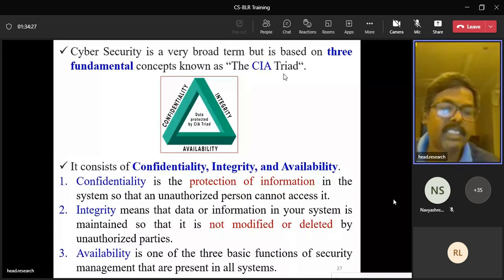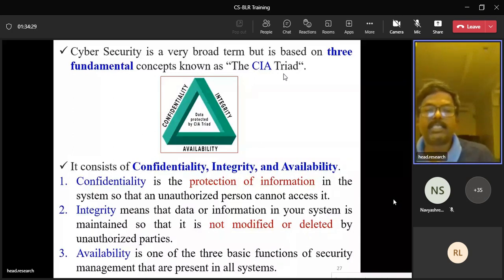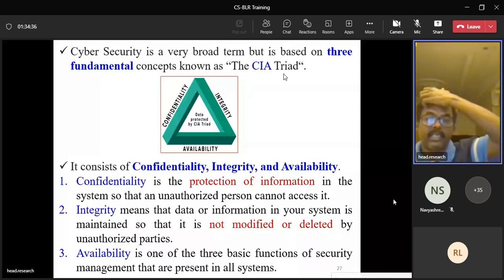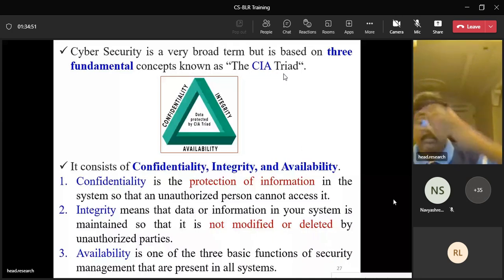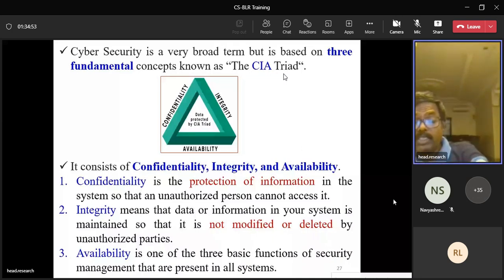Integrity means that data or information in your system is maintained so that it is not modified or deleted by unauthorized parties. Availability is one of the three basic functions of security management that are present in all systems. That is called confidentiality, integrity, and availability.